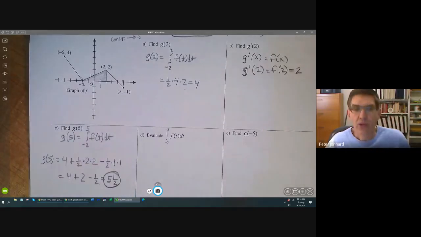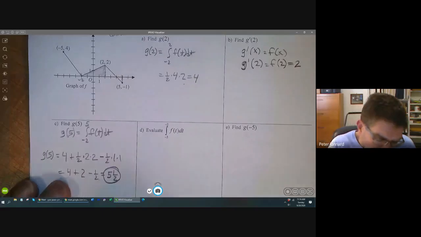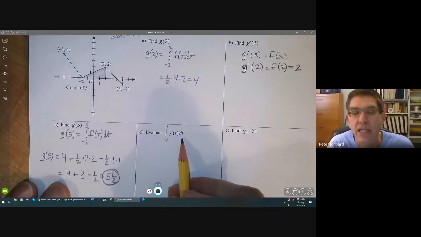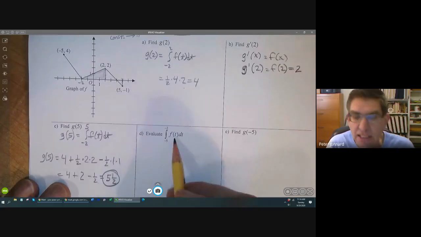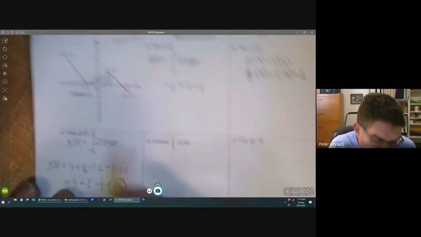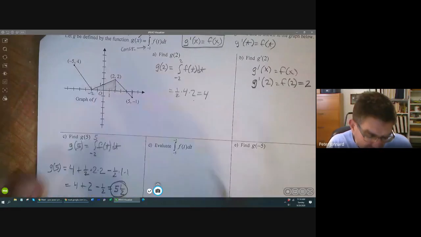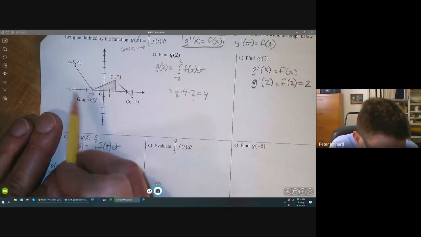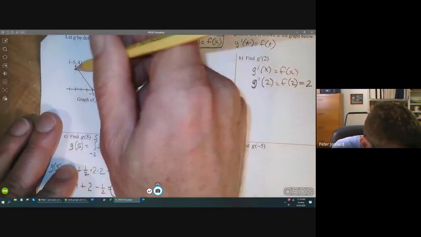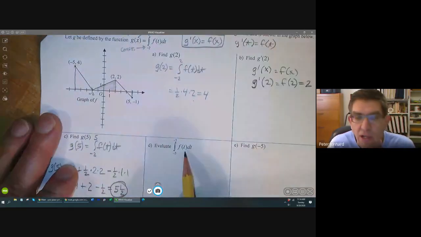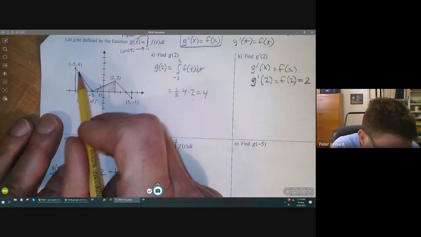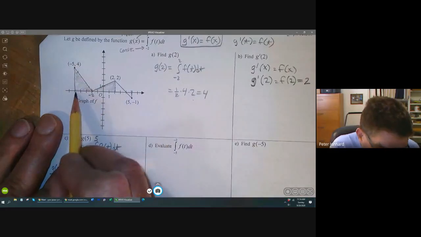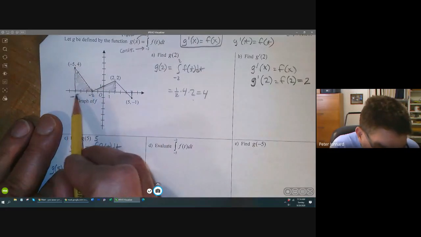All right, evaluate the integral from -5 to -2 of f of t dt. So that's interesting. It's not asking us about g. It's just asking us to look at this function right here. It's saying evaluate the integral going from -5 to -2. So basically, it's asking us for that area there, this area here. It's just saying calculate it from -5 to -2.